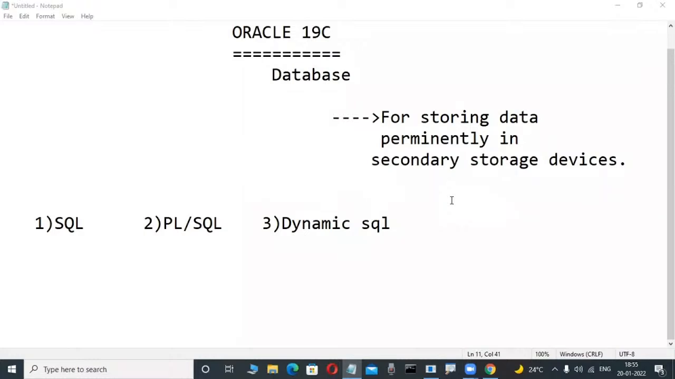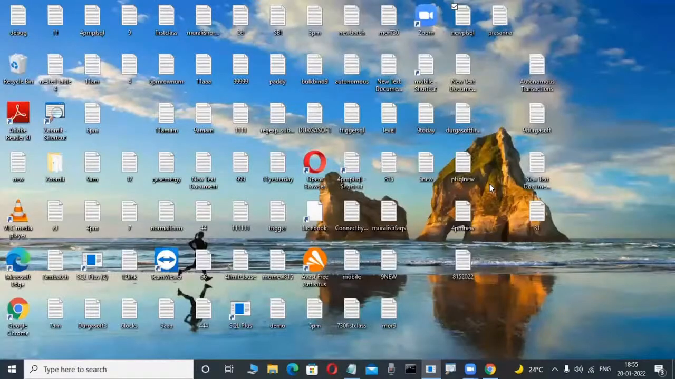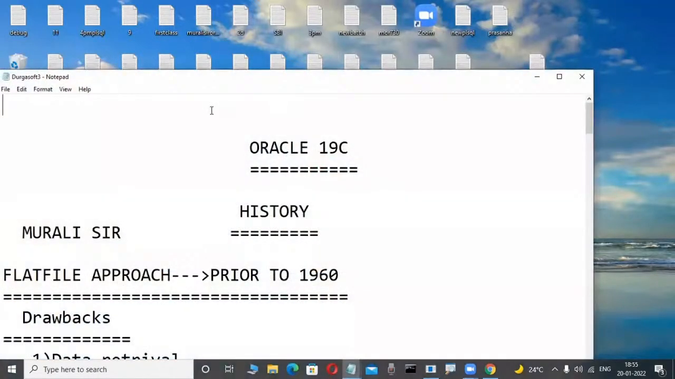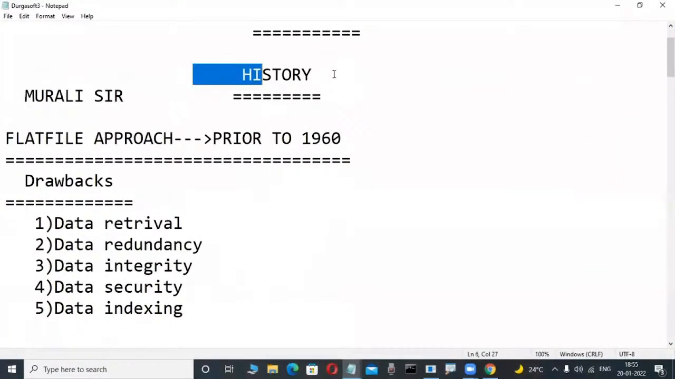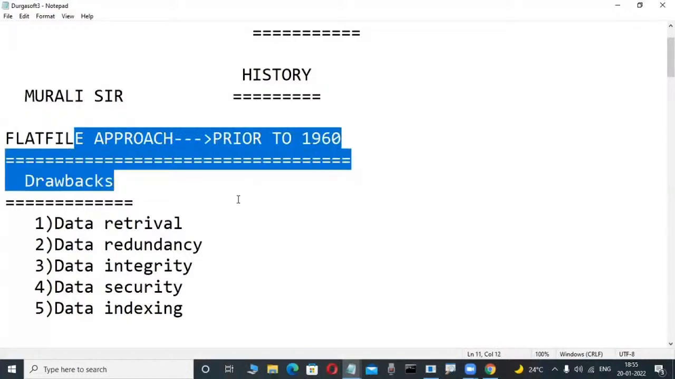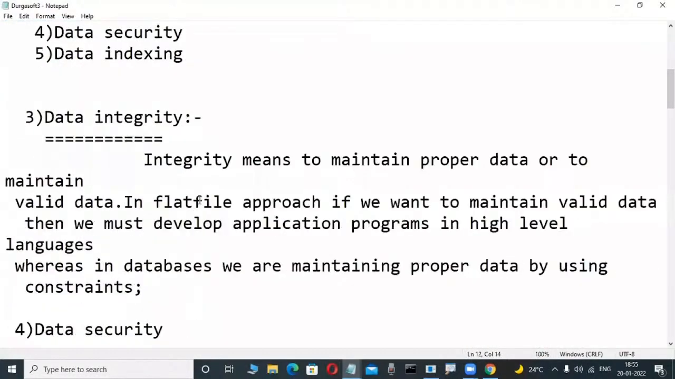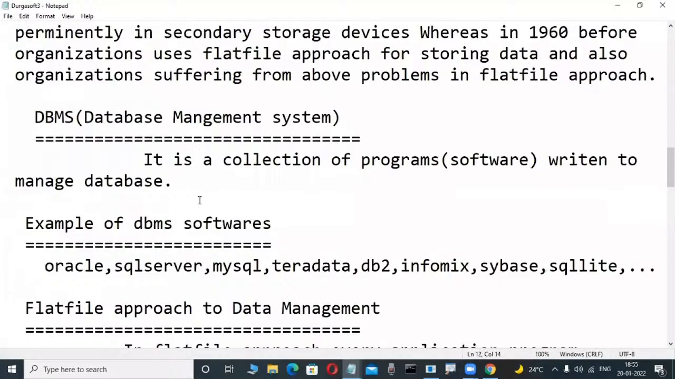In this course, we are covering SQL, PLSQL, and dynamic SQL. One of the days, history also we are telling. Not Murali Sir's history, the history of databases. In the olden days, the flat file approach was there. What are the drawbacks are there, we are learning in the middle of the course.